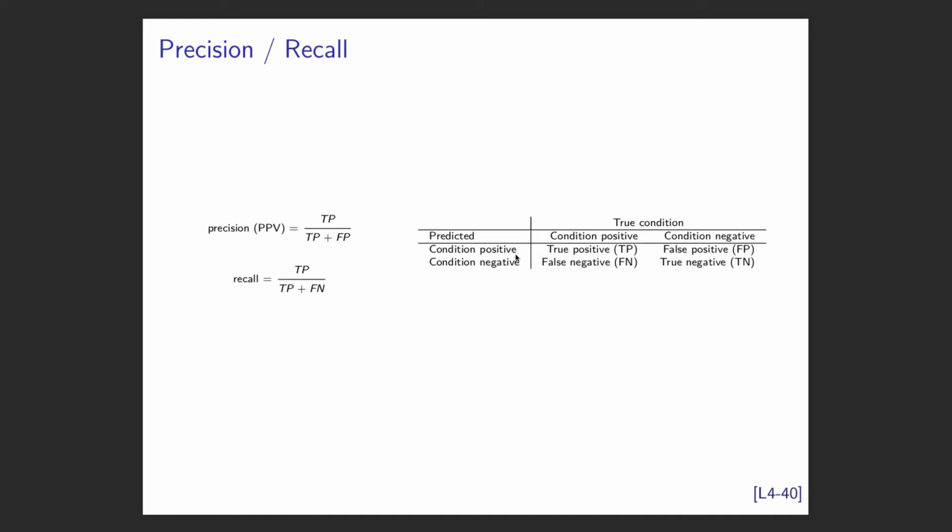That's your precision. Your recall is now conditioning on this first row. All the ones that are truly positive, how many were actually correct? And obviously you can flick between them.